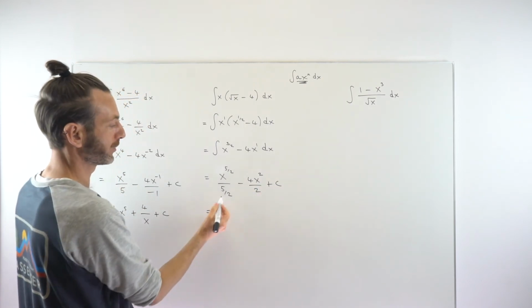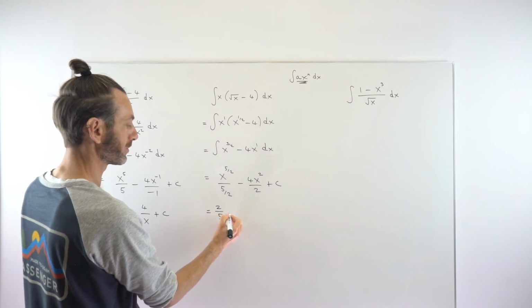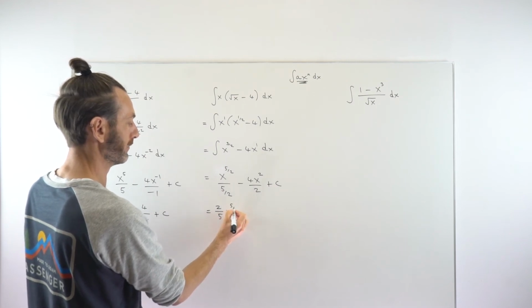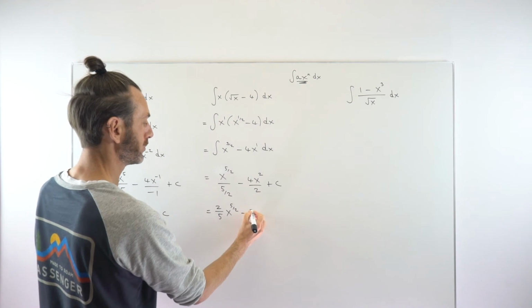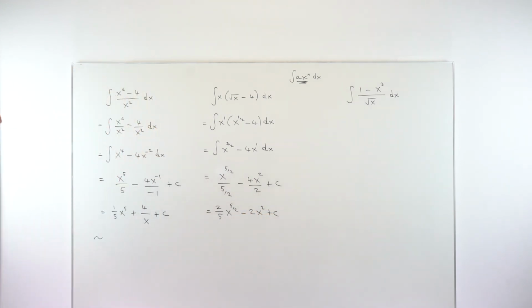We can tidy these up. So dividing by 5 over 2 is the same as multiplying by 2 over 5. So this becomes 2 over 5, x to the 5 over 2. 4 divided by 2 is 2, so we get 2x squared plus c. And that's that one done.